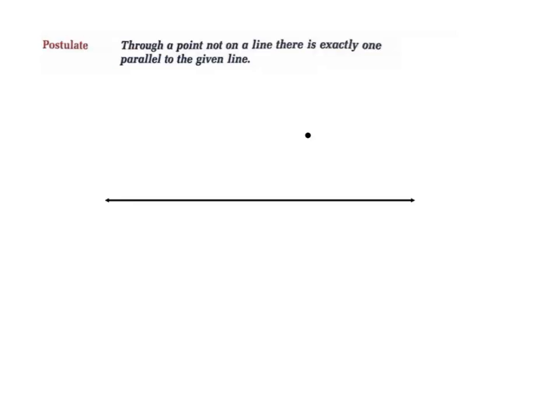A postulate that is given in this section says, through a point not on a line, there's exactly one parallel to the given line. And if you take a postulate as a statement that we accept as true without proof, this one would be kind of easy to accept. If we look at my line here and my point, there's no way to draw a parallel line to this line through that point except one way. There's only one line. And again, the markings for parallel look like little arrow symbols.